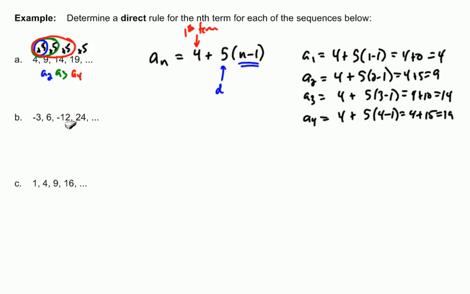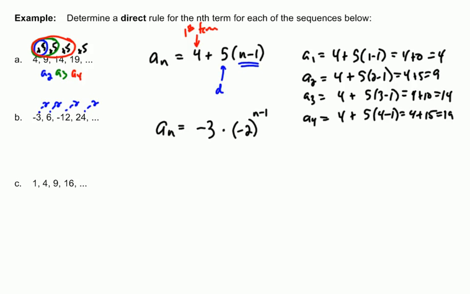For the second one, remember we're multiplying by negative 2, we're multiplying by negative 2, we're multiplying by negative 2, we're multiplying by negative 2. If repeated addition is multiplication, what's repeated multiplication? Well, if you multiply by 2, multiply by 2, multiply by 2, you're dealing with the powers of 2. Now in this case it's negative 2. So our a sub n, we're going to start with the first term, and then we're going to multiply negative 2 to the n minus 1.